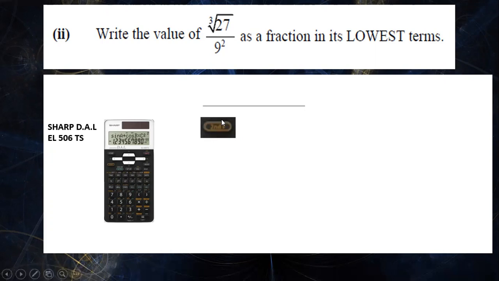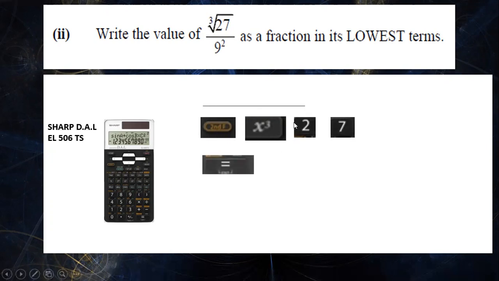First up, second function, x cubed, takes care of the cube root. So if I want the cube root of 27 over 9 squared, I'm going to put second function followed by x cubed. For the square root, there is actually a square root sign there already. But for the cube root, it's second function followed by the x cubed sign, followed by 2, followed by 7, equals 3. Any questions there? Go ahead and check your calculator and see if you get it. All right, great.